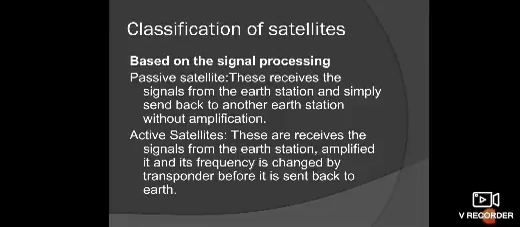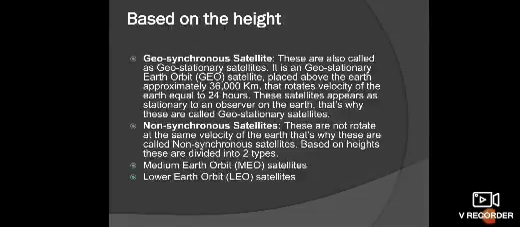An active satellite receives the signals from the earth station, amplifies them, and changes them into another frequency, the downlink frequency, with the help of transponders. That is then sent to another earth station. That is called an active satellite.